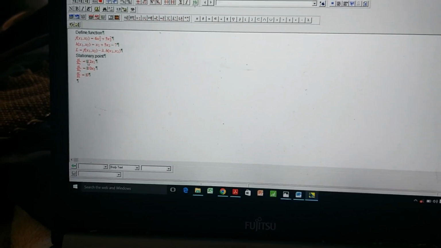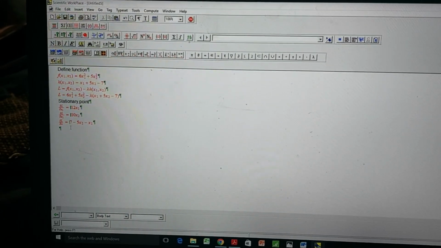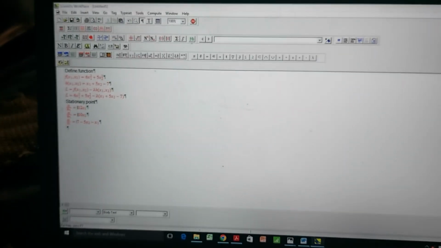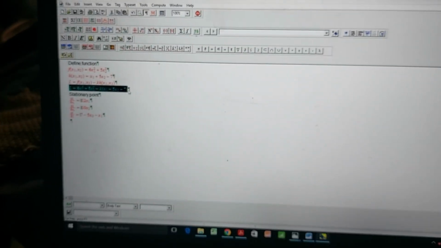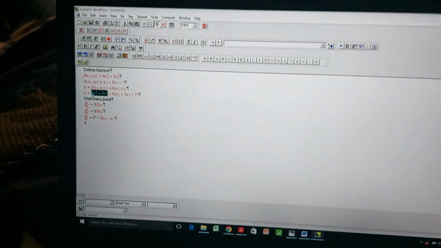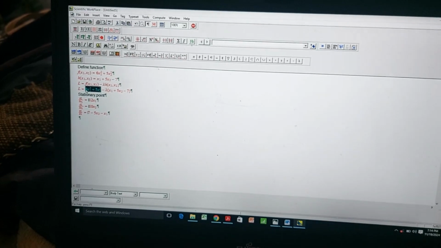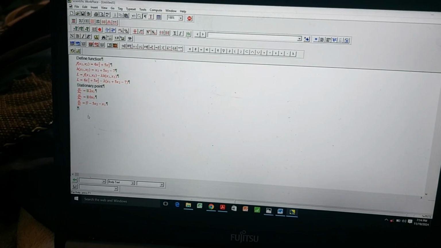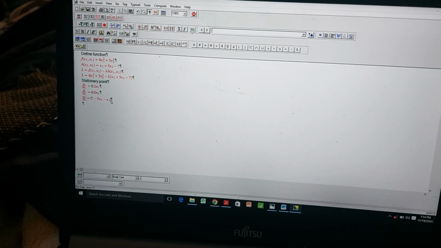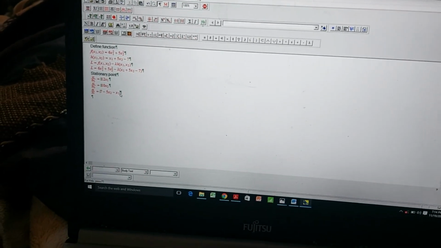Okay, but the third one is not giving me the exact value. Let me do it again. I did only one thing extra: I introduced this L. We can also write this as f of x minus lambda into x1 plus 5x2 minus 7. It will give us the values, just as I found. Now we have three values that we found.